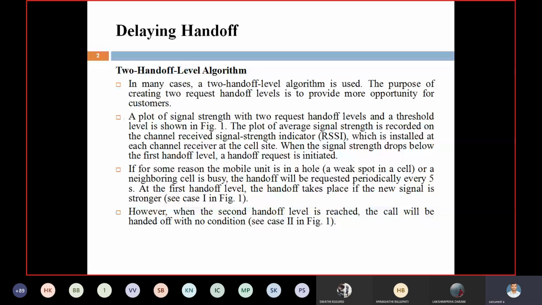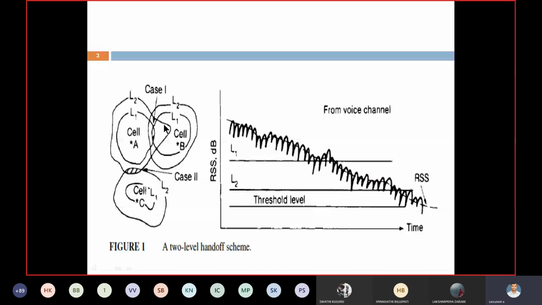Now I am explaining this delaying handoff or two-level handoff. See this figure. First we go for case 1. Here, this is the original cell site area of cell A, and this is the original cell site of cell B. Each original cell is divided into two levels, level 1 and level 2.